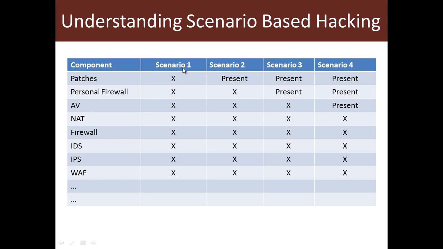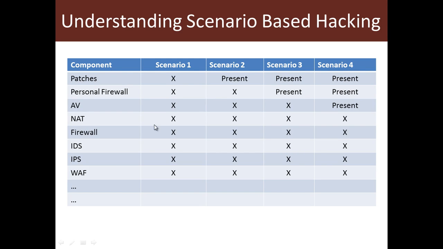Now in scenario one, maybe none of these security components are present, which is a very simple, easy to go about scenario. In scenario two, maybe the machine is patched, but the rest of the components like antiviruses, NAT, etc. are not present. Scenario three, maybe there's a personal firewall and the software is patched. Scenario four, maybe they also have an AV. We could just go on to scenario 5, 6, and so on, and have a combination of these components in the scenario. And this is what scenario-based hacking is.